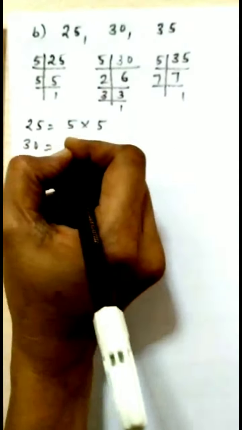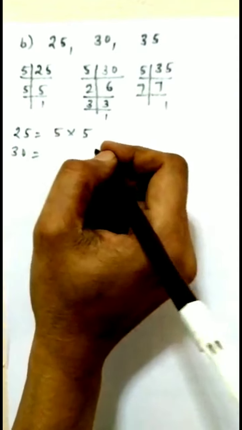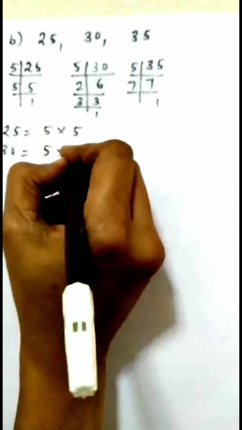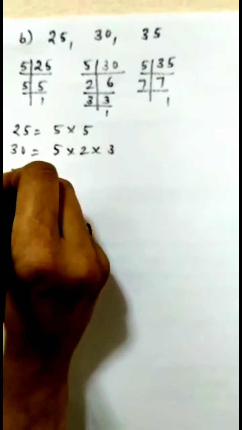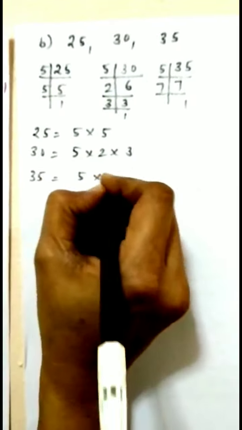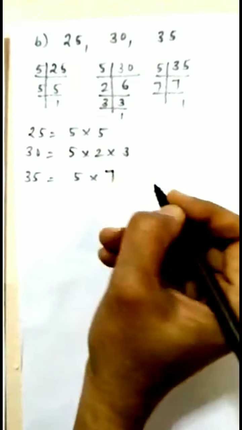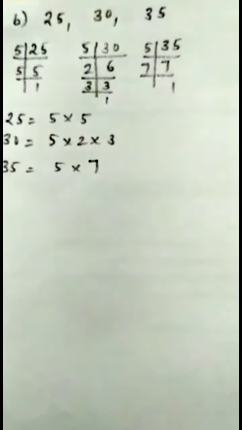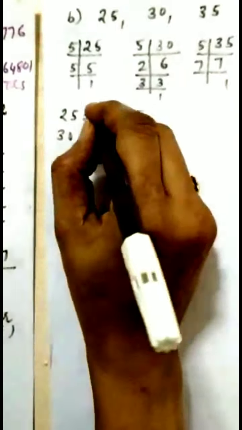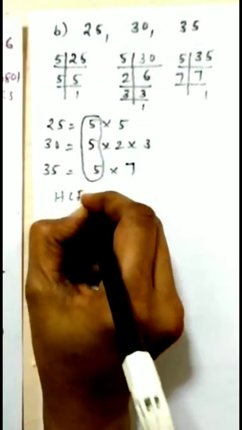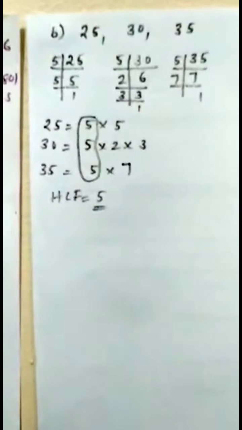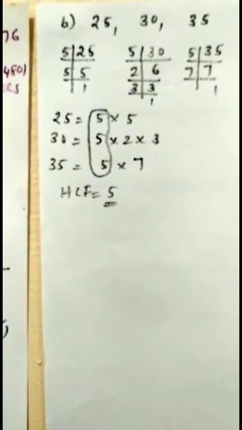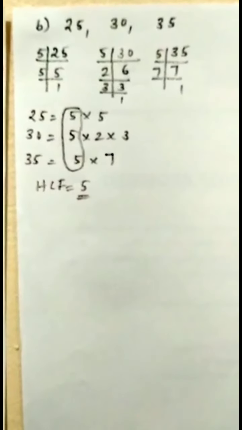So 25 you can write 5 into 5. 30 you can write 5 into 2 into 3, and 35 you can write 5 into 7. So here the common factor is coming only 5. We can take 5 everywhere. So HCF is equal to 5. Here all these numbers, only 5 is common. So this is the way you can do the highest common factor of any numbers.